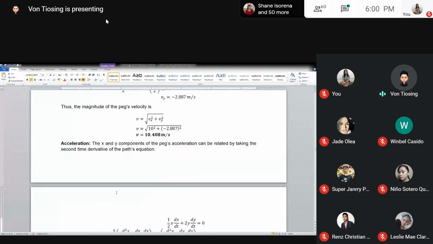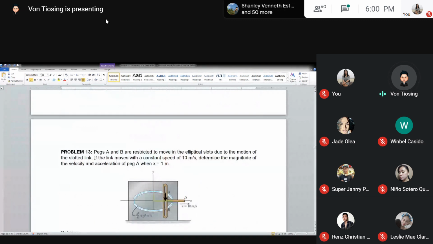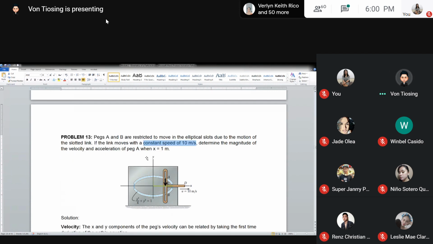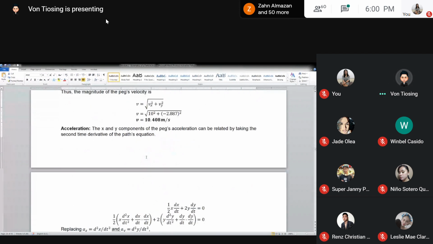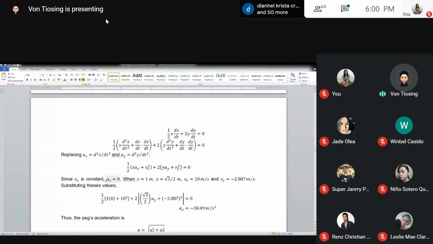Teka lang, balik tayo sa problem. Anong sabi niya rito? If the link moves with a constant speed of 10 meters per second, when you say constant, hindi nagbabago yung velocity sa x. Therefore, if you differentiate 10 meters per second, ano yung magiging derivative niya? Anong derivative ng constant, guys? 0, di ba? Kaya makukuha natin dito, ax is equal to 0.